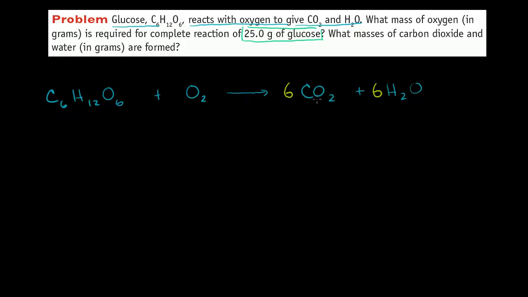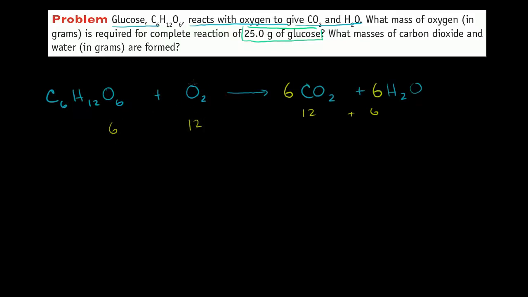So how many oxygens do I have on the right-hand side? I have 6 times 2 here. I have 12 oxygens there. And then I have another 6 oxygens over here. So plus 6 oxygens. I have 18 oxygens on the right-hand side of my equation. So I need to have 18 oxygens on the left-hand side of my equation. How many do I have right now? I have 6 over here. I have 6 oxygens over here. So I'm going to need 12 over here.